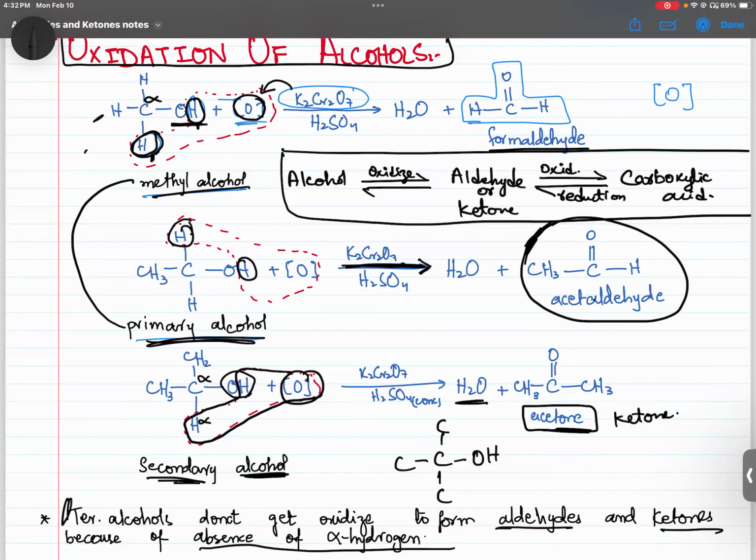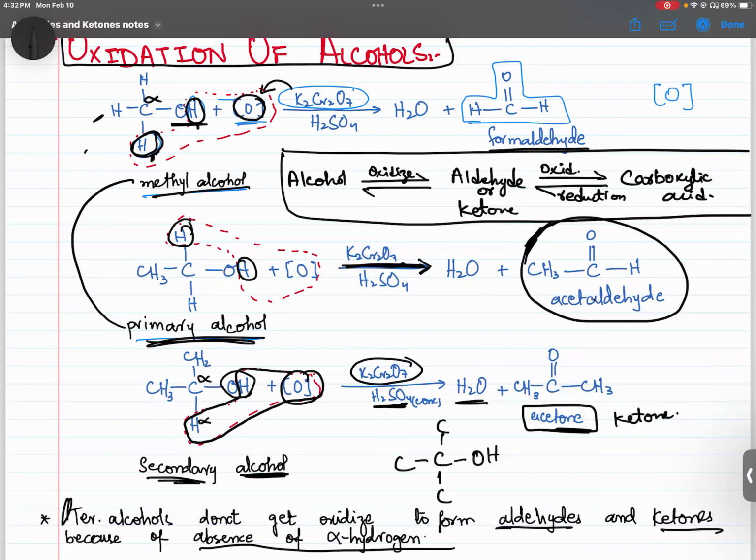So you need to remember what the oxidizing agent is: basically potassium dichromate. Acidified means the sulfuric acid was there. Primary and secondary alcohols will give us the aldehydes and ketones. Primary alcohols will give us the aldehyde, secondary alcohols will give us the ketones, and the tertiary alcohols will never go for that.